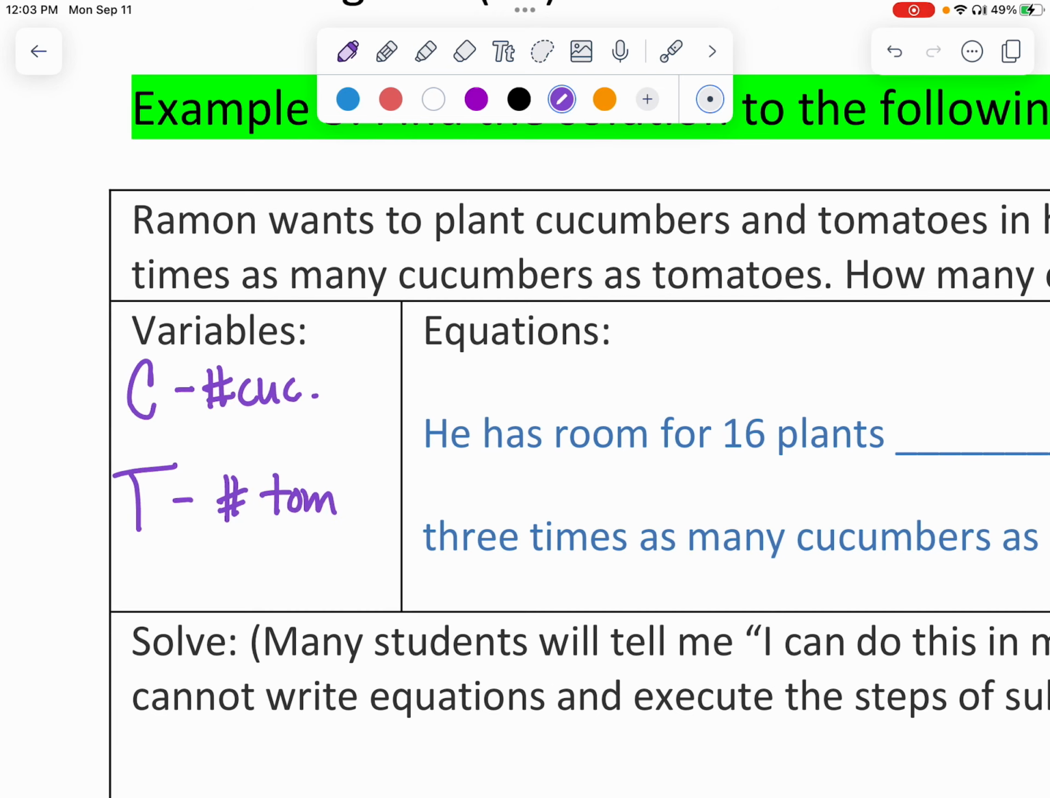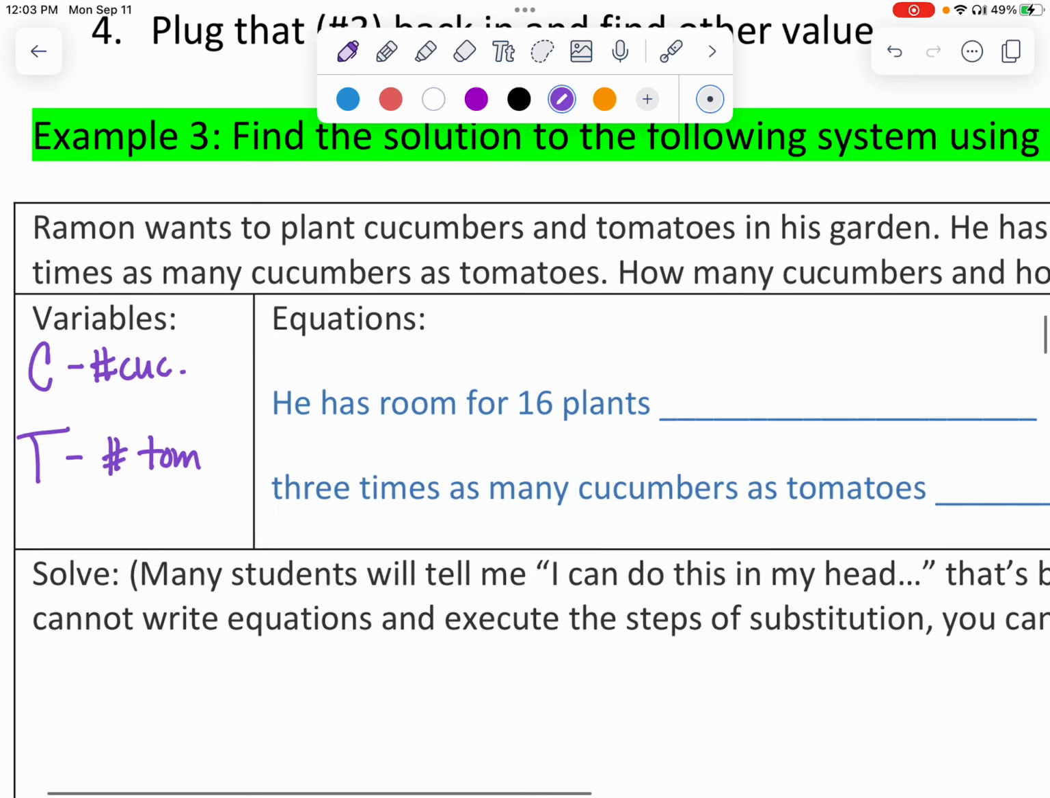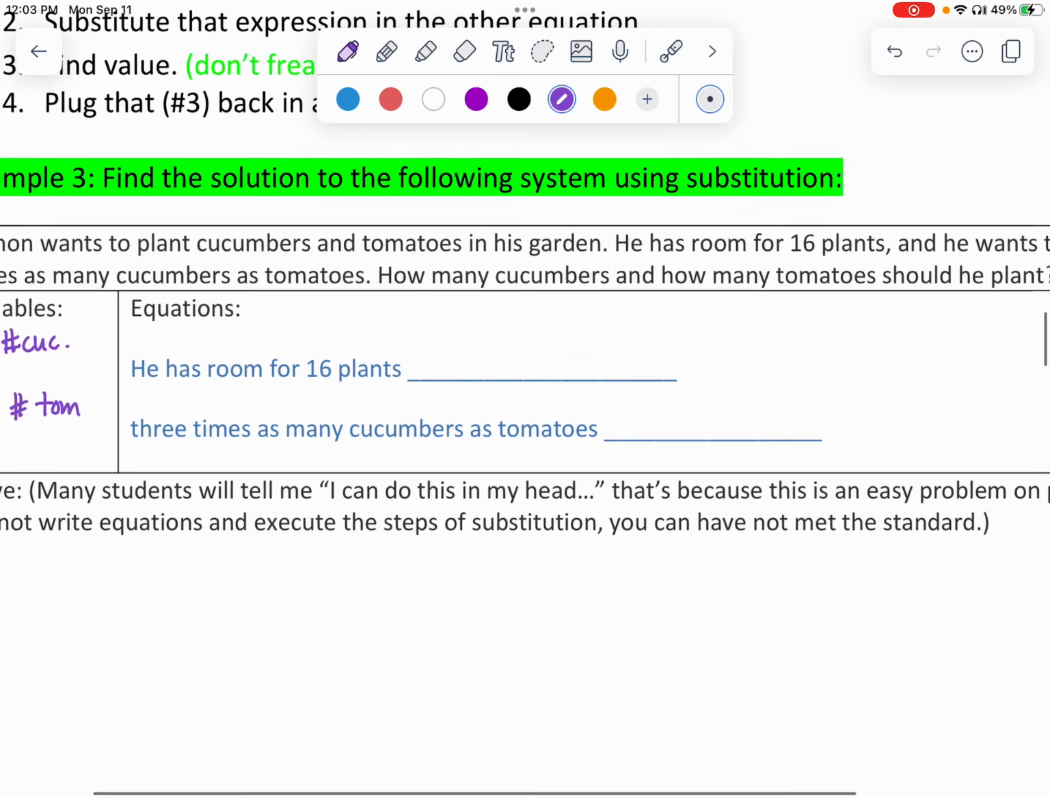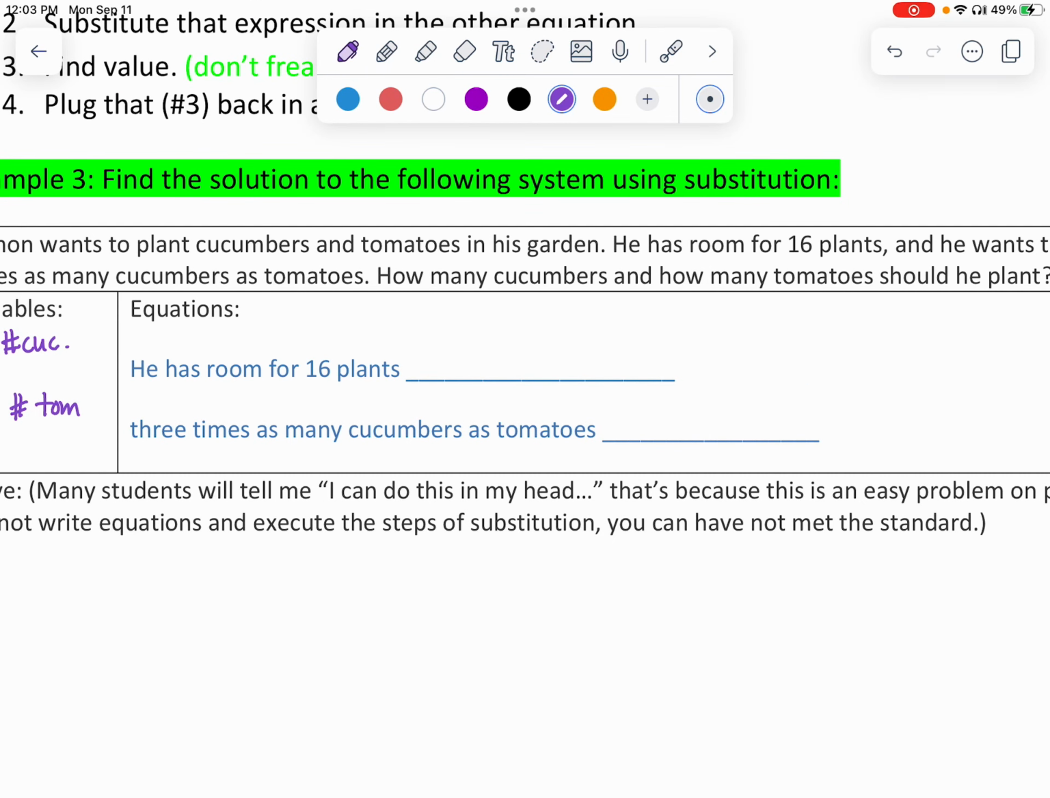That's what I'm going to use because it makes sense in the problem. As you read through, it's important that you're able to pick out the key phrases. The fact that he has room for 16 plants, and you can see I highlighted that as important. That tells me that my cucumbers and my tomatoes total 16. And you might say, hey, I can't do that, Miss Langella. And I might say, hey, that's okay. Just keep practicing because I'm going to give you opportunities to practice.